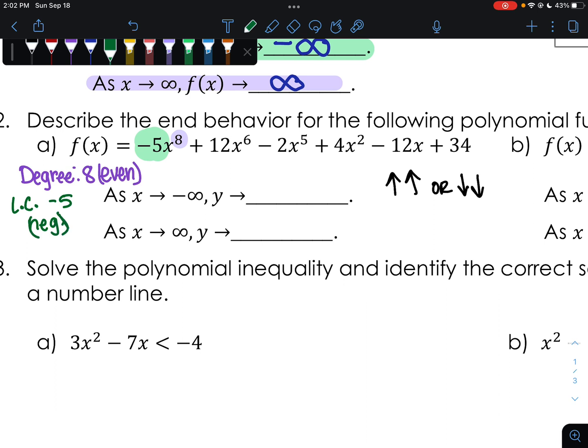Okay, so since it's negative, that means my right side needs to be going down, and because it's even, that also means my left side is going down. So this is my end behavior. So since both sides are going down, as x approaches negative infinity, f of x is also approaching negative infinity. As x approaches positive infinity, f of x, or y, is also approaching negative infinity because they are both going down. And that's it.